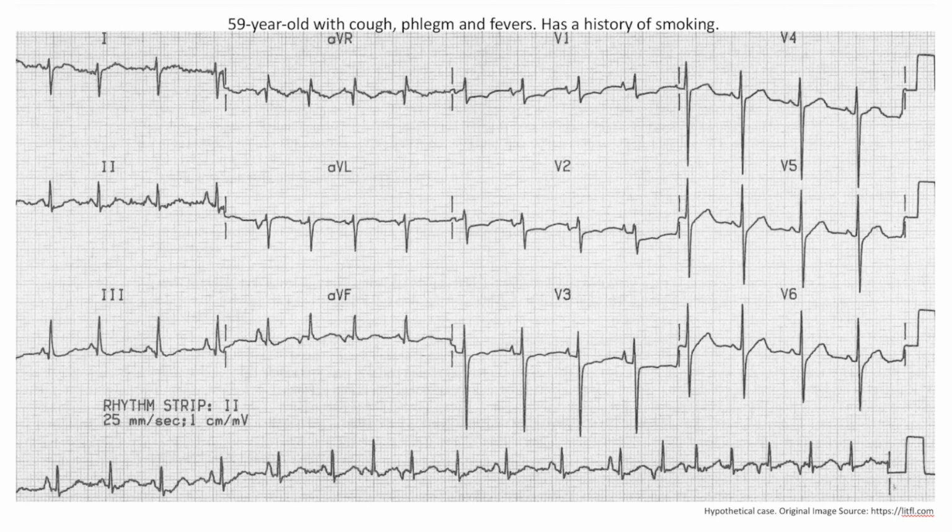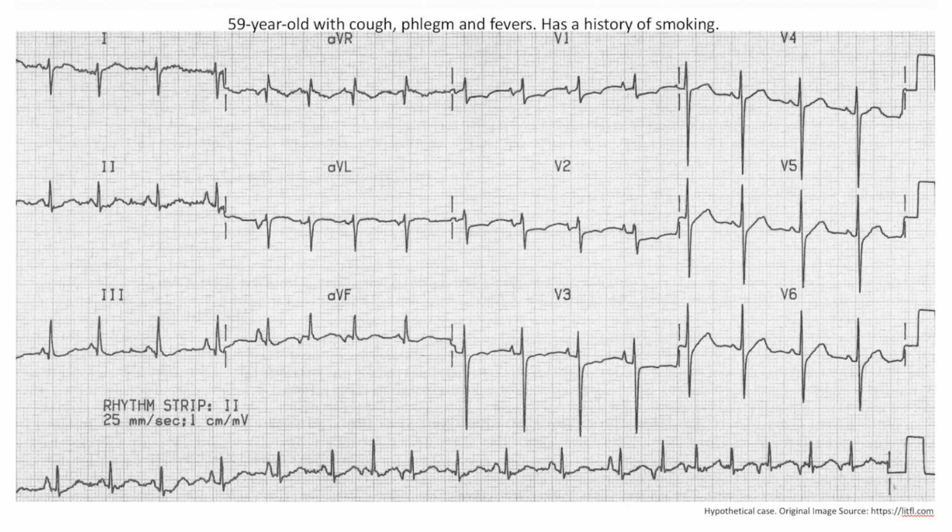Now, this is a 55-year-old who presents with cough, phlegm, and fevers, and this person has a history of smoking. Now, looking at it, the heart rate seems to be slightly irregular. So let's go ahead and calculate the heart rate by multiplying the total number of QRS complexes with 6. So the heart rate's about 16 times 6 or 96.